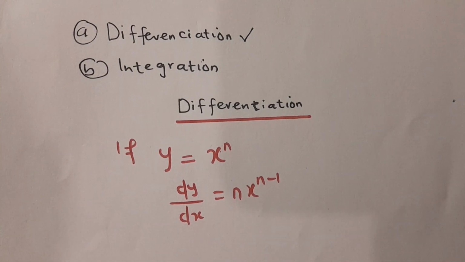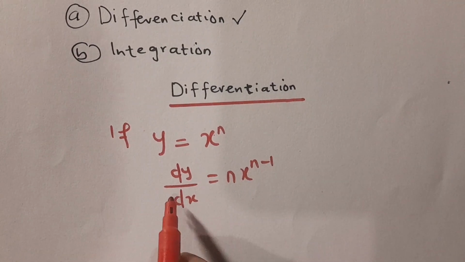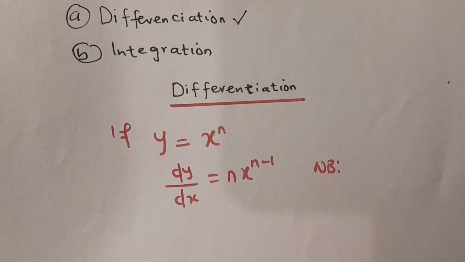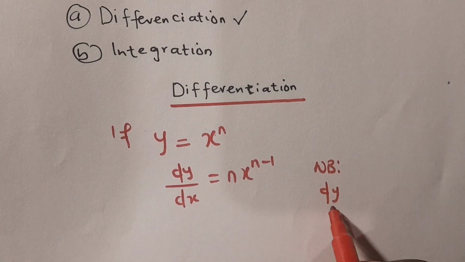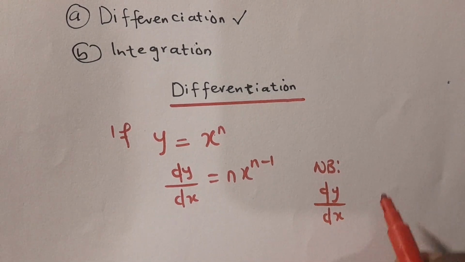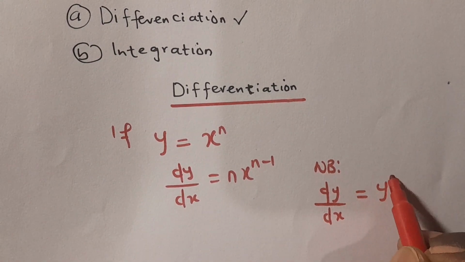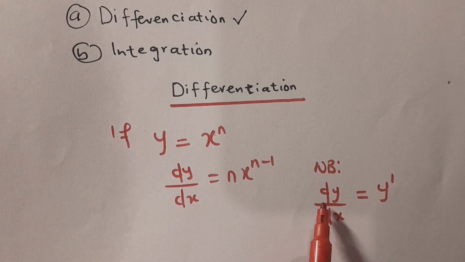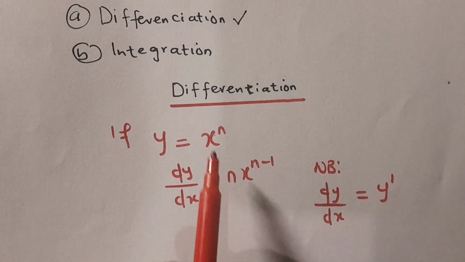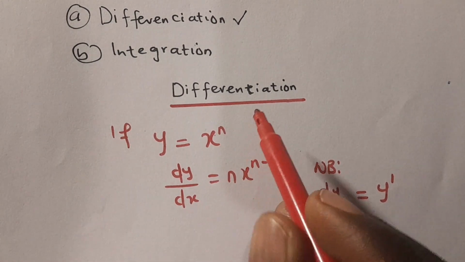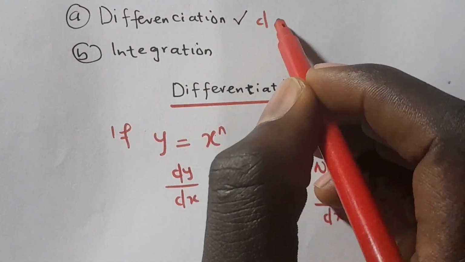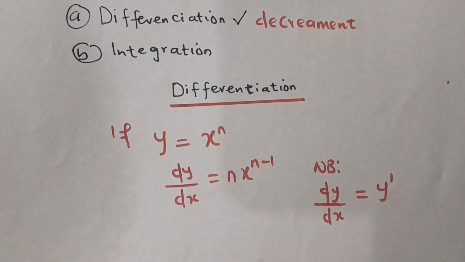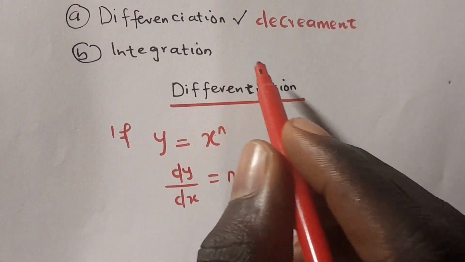So therefore, sometimes you can denote this, d y d x, or d by d x of y equals y prime. So that is another symbol for differentiation. So in differentiation, we are deducting, and that is why this simply means decrement. And that is why we can say in integration we are making an increment.